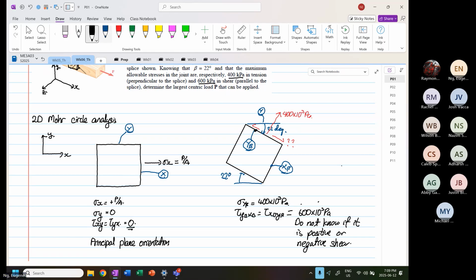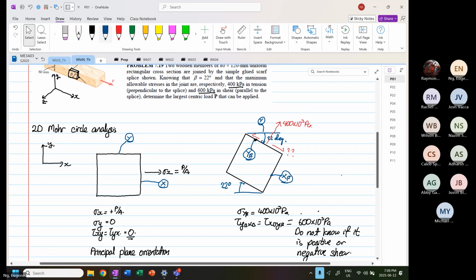Okay, right? So with this information, we have to determine what our load, P, is. So now we are going to sketch Mohr circle. We cannot draw Mohr circle now. We can only sketch. Why can we only sketch? Because we don't have absolute values.